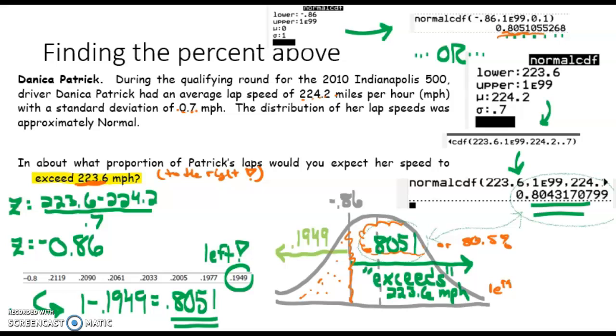And if you just want to go straight up fuel injection of your data into here, the 223.6, that was her speed. So that's going to be the lower boundary, and the upper boundary, you know what? It's hard to say what the upper boundary would be. So look what I did. I went back with the 1E99. The mean is 224.2, standard deviation 0.7. If you crunch it, you're going to be right down here. It's slightly different, but very, very close. So definitely you got options for finding the answers to the bell-shaped curve problems.